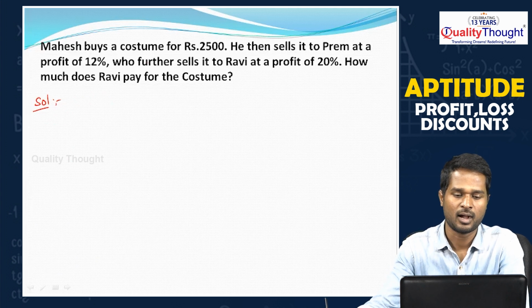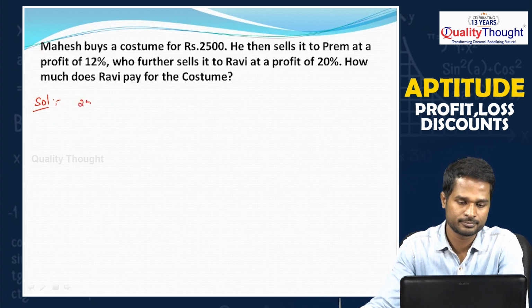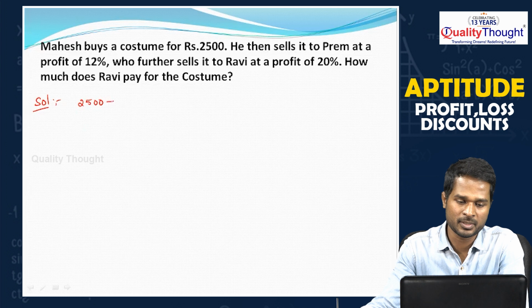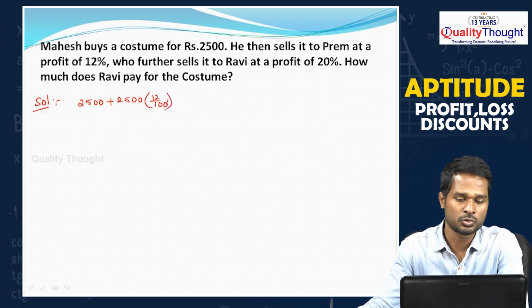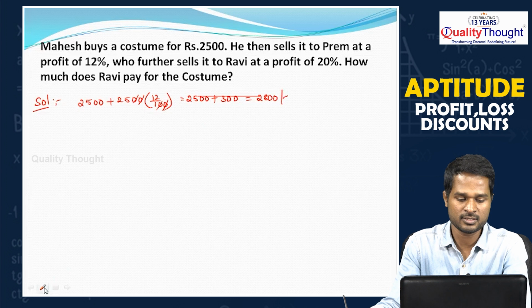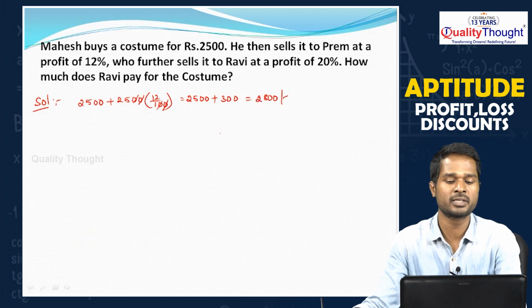The first method: the original price is 2500. On this 2500, there was a profit of 12%. That means, on this 2500, a profit of 12% is calculated. This is how it was sold. So, 2 zeros will cancel. So, this is 2500 plus 12 5s are 60, 12 2s are 24 plus 6, 30. That means, at first it was sold for 2800 rupees.